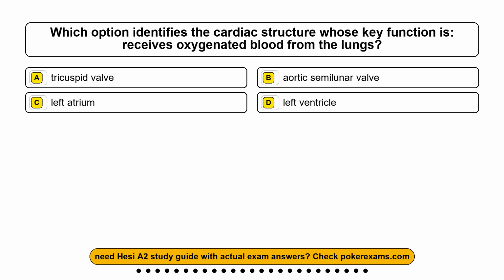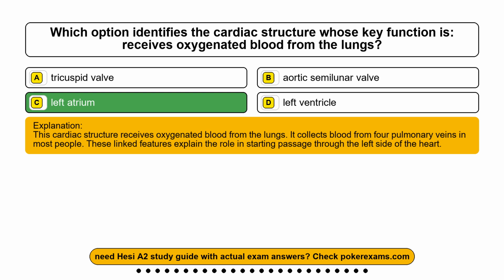Question 20. Which option identifies the cardiac structure whose key function is, receives oxygenated blood from the lungs? Option A, tricuspid valve. Option B, aortic semilunar valve. Option C, left atrium. Option D, left ventricle. The correct answer is option C, left atrium.